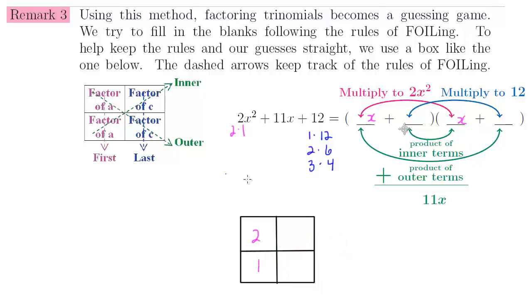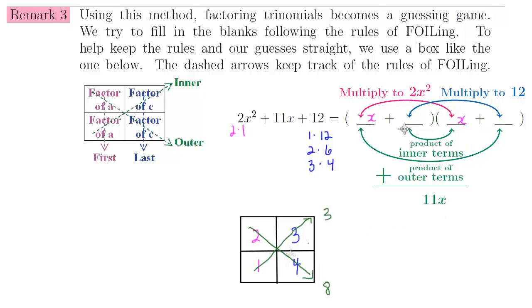Maybe I want to keep 2 and 1 for my factors of a, but instead of using 1 and 12, I want to use 3 and 4 for my last terms, for my factors of 12 here. Well, I can check if those work by multiplying the diagonals. 2 times 4 is 8. 1 times 3 is 3. Do 8 and 3 add up to 11? Yes. So this combination of coefficients will give me my factored form.